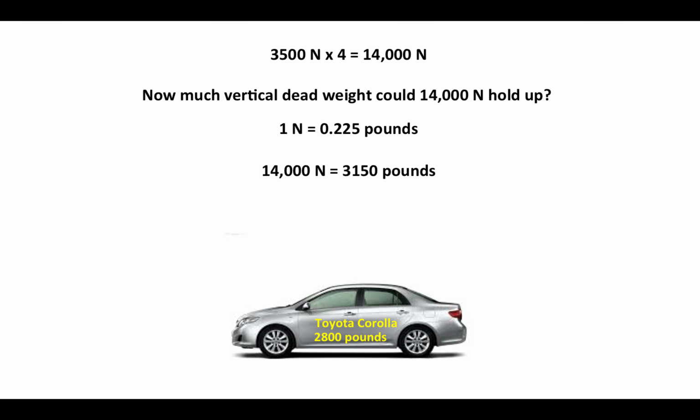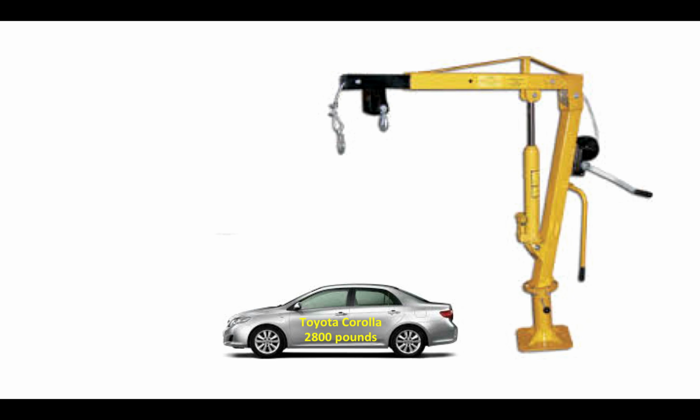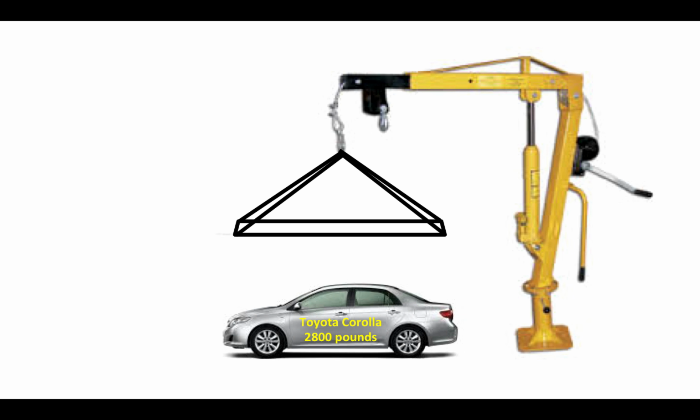Well, here's a Toyota Corolla at 2,800 pounds. Can I hold this up with 4 spokes? Well, this doesn't look so hard. I can use some type of a crane and build a frame to support the car. There's the frame. And I'm going to put a spoke on each corner of the frame and then to the bottom of each spoke running around the front of the car and to the back, some type of a strap to then be able to raise the car.